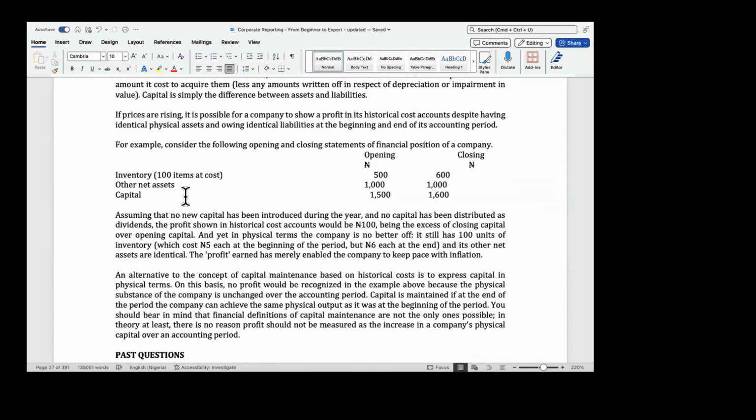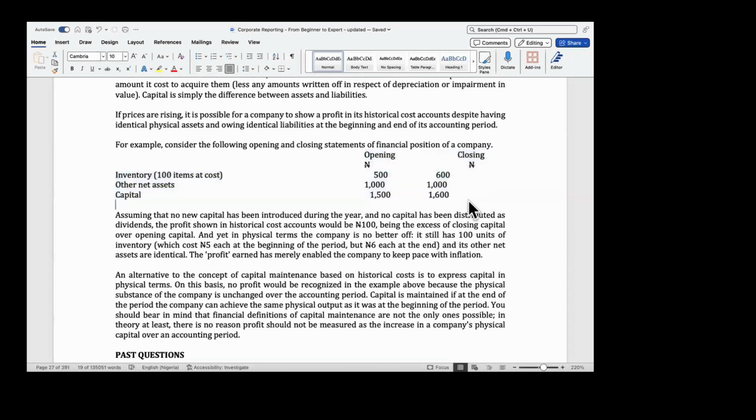So this company now has an inventory of 100 units. So the value is 500 naira at the beginning, which means that one of them is 5 naira per unit. At the end, the 100 did not change. It's still 100. But look at the value now. It's 600, meaning maybe inflation. The price per one is now 6 naira, but the value is 600. Other asset did not change. So capital at the beginning is 500 plus 1,000, which is 1,500. Capital at the end is 600 plus 1,000, which is 1,600. This is a scenario, right?